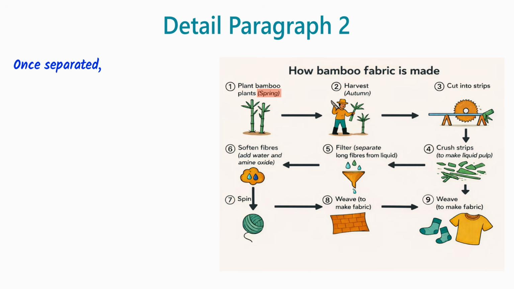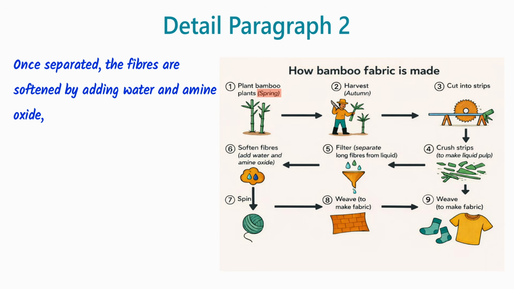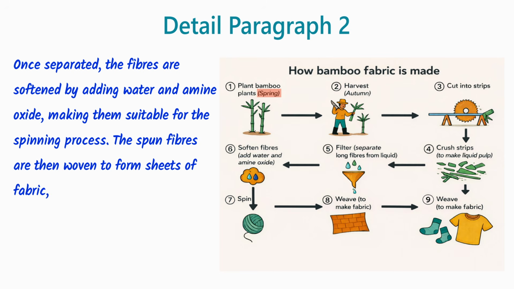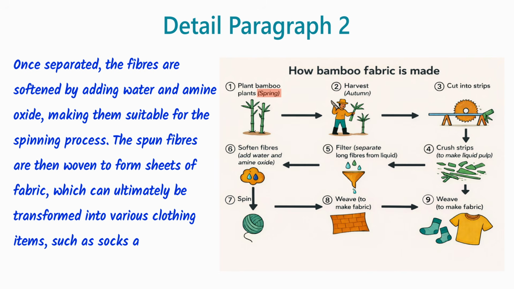Once separated, this is a very good phrase. Once separated, the fibers are softened by adding water and amine oxide. And what happens then? Making them suitable for the spinning process. The spun fibers are then woven to form sheets of fabric. Again, passive voice. Are then woven to form sheets of fabric which can ultimately be transformed into various clothing items such as socks and t-shirts.